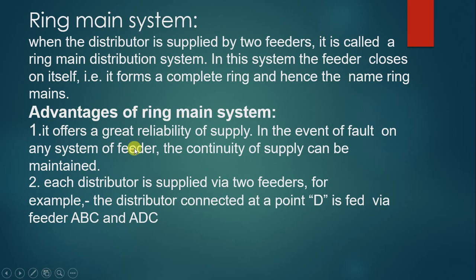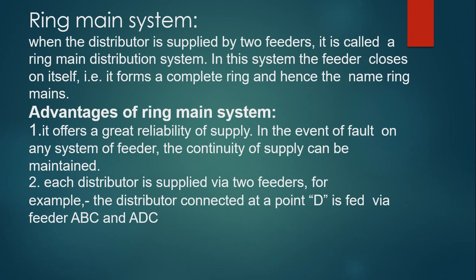Now the ring system. In the ring system, the distributor is supplied by 2 or more feeders. The biggest advantage is greater reliability of supply. If there is a fault in any feeder, you can identify it, supply continuously, and maintain it. Each distributor itself is supplied with 2 feeders.